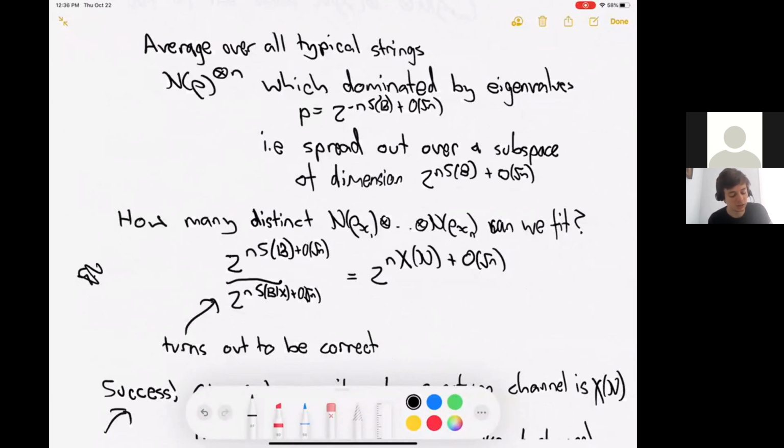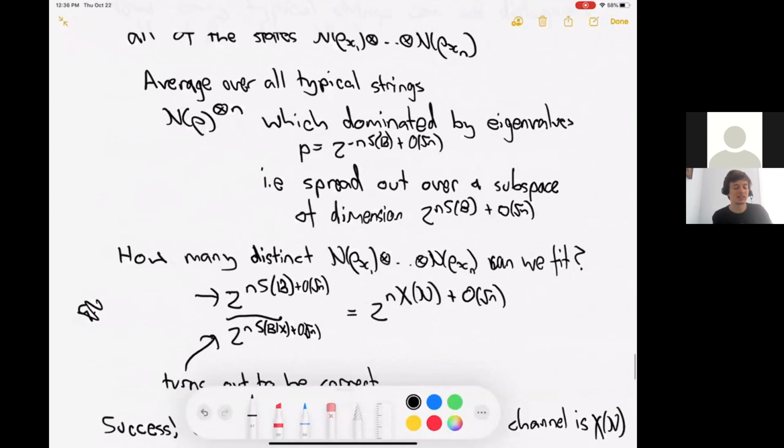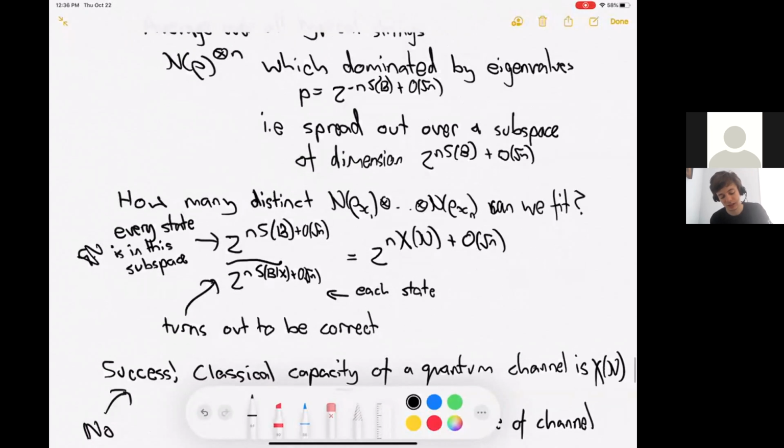So let me write them here. This is the subspace which the n copies of the average input rho all end up in, right? So roughly speaking, every state we're sending is in this subspace. And each possible state has support on this size subspace.